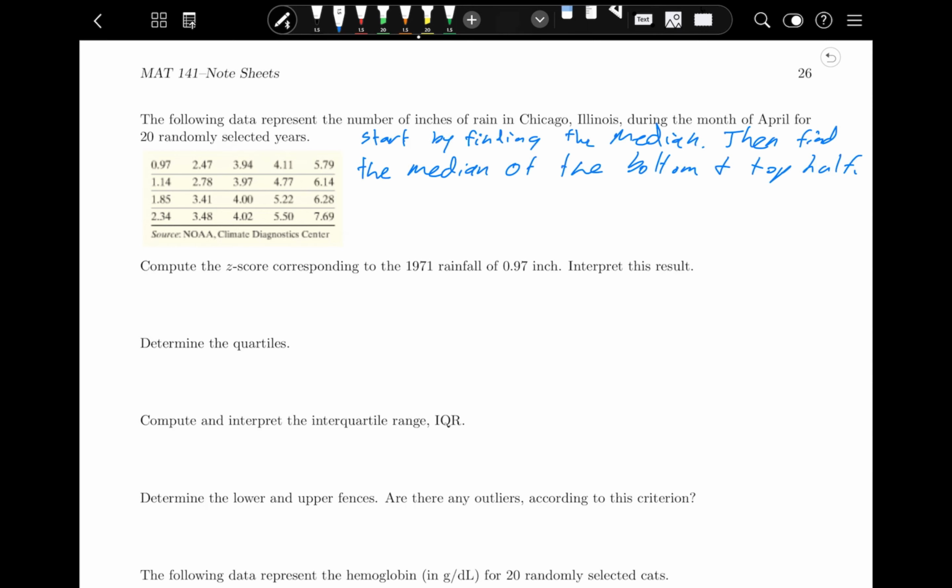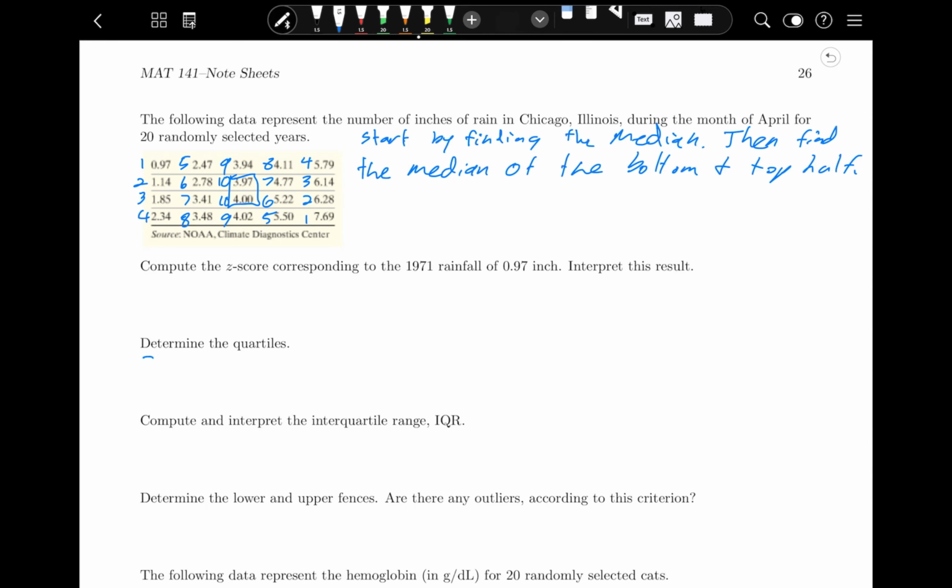So this data is already in order, so we just need to count off to find our median. So we've got 1, 1, 2, 2, 3, 3, 4, 4, 5, 5, 6, 6, 7, 7, 8, 8, 9, 9, 10, 10. So our median is between these two numbers.